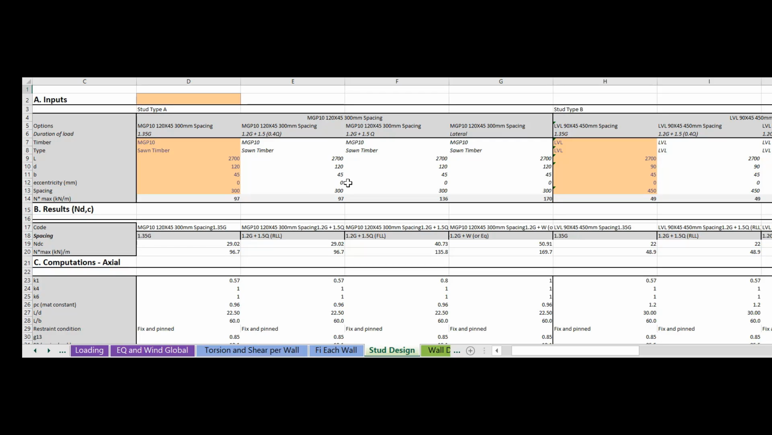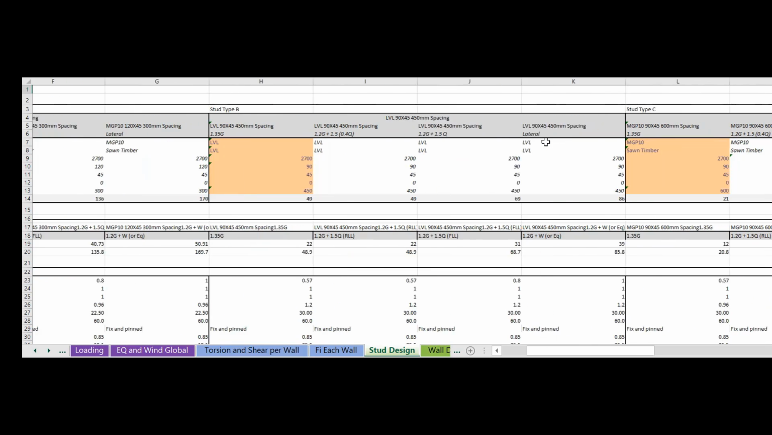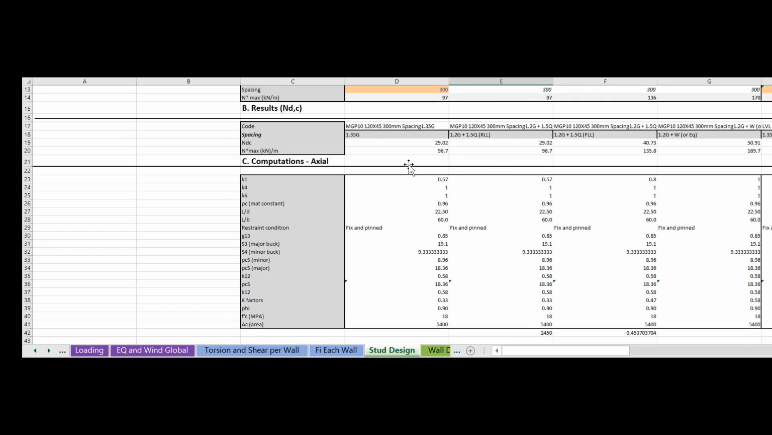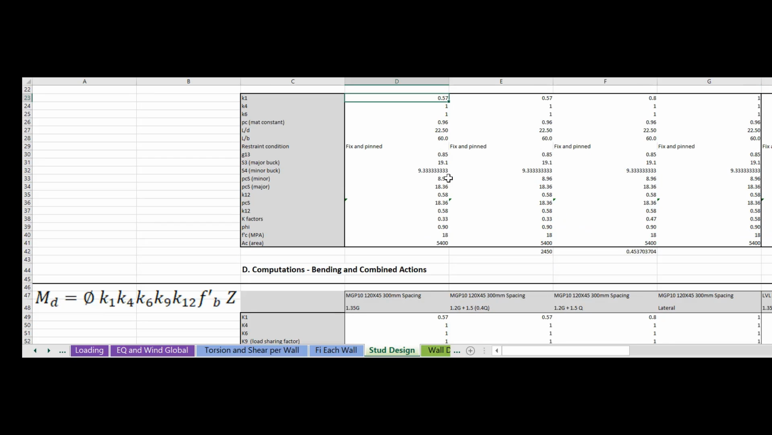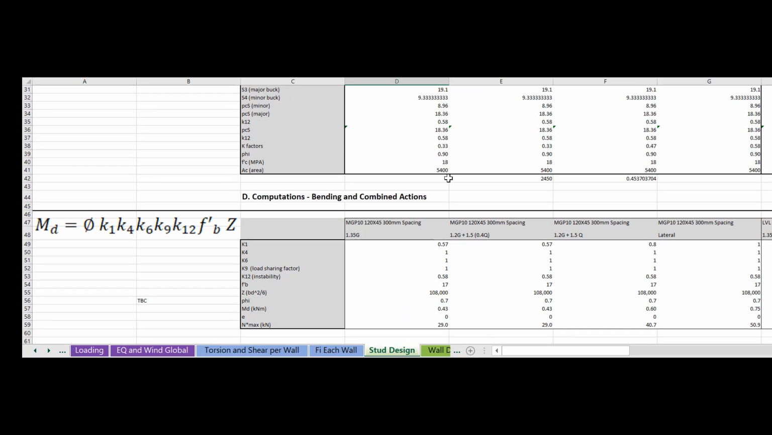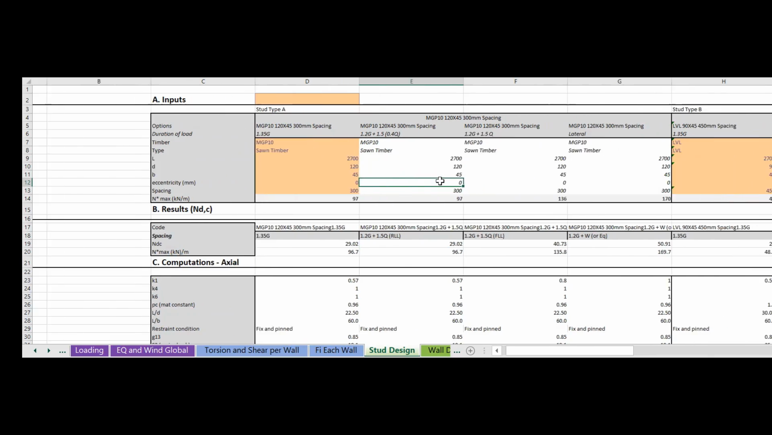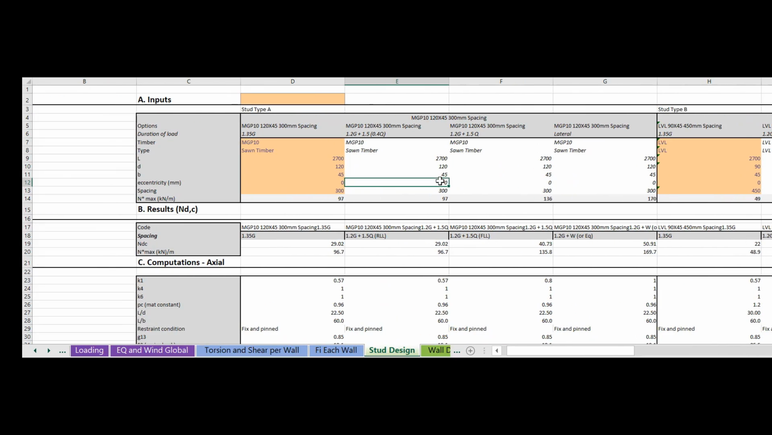So here we have the stud design part. So this is linked to where you input from the input page, where you have stud type A, stud type B, stud type C. So whatever they input here, it goes straight from the page and so forth. So these are the inputs. Here we have the design. So all the assumed K factors. I've also got bending and combined actions here, but important to note at the moment, for all of them, I've assumed no eccentricity. So this might change, and this might considerably change the results if you wanted to include eccentricity in the design.